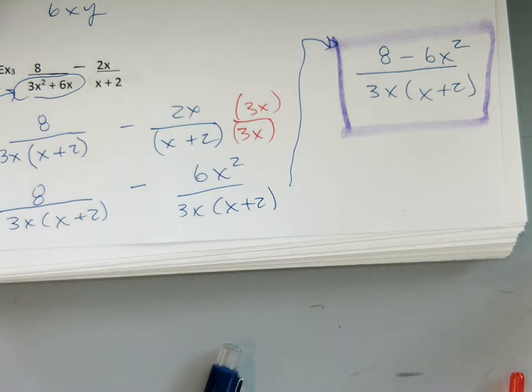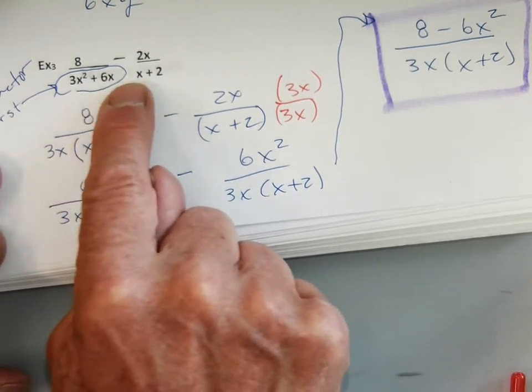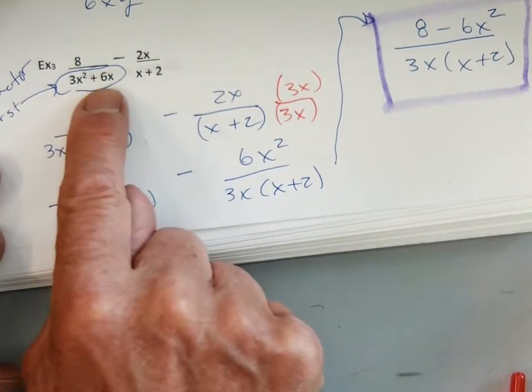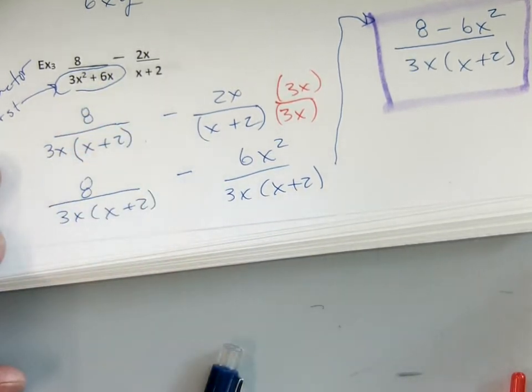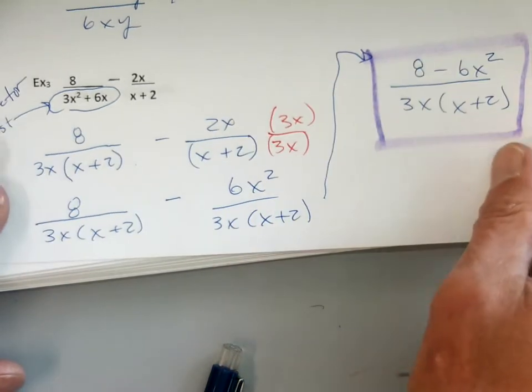What do you think? Not too bad? So when we factored, go back here. By factoring, it sure made this easier, didn't it? When we factored, it sure made that a lot easier. Okay, ready to turn the page?